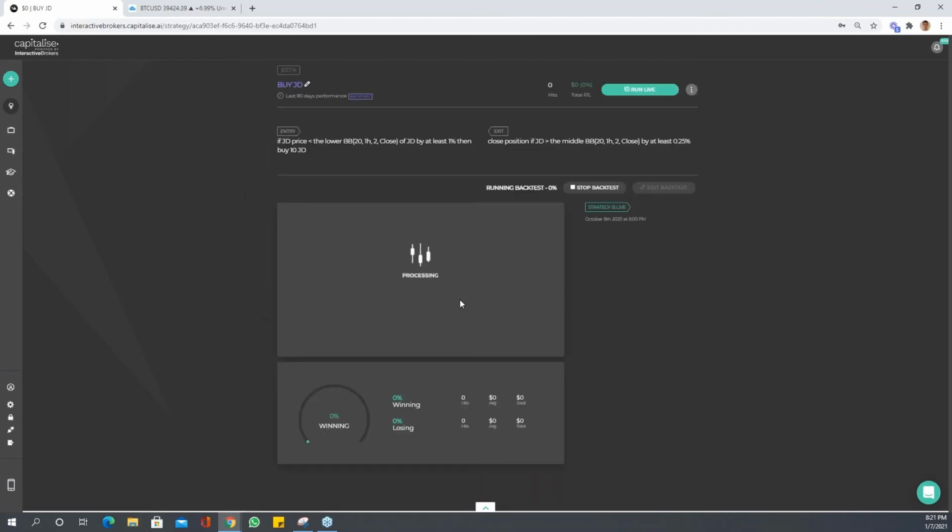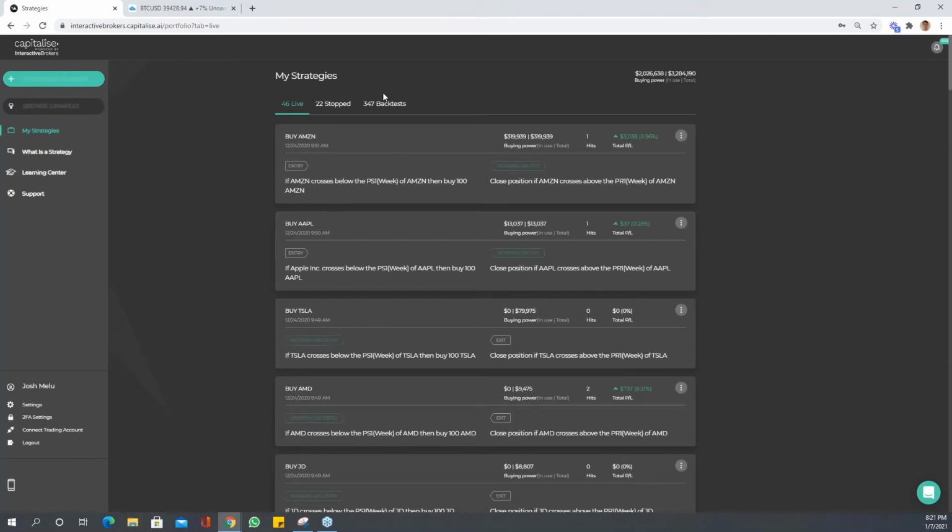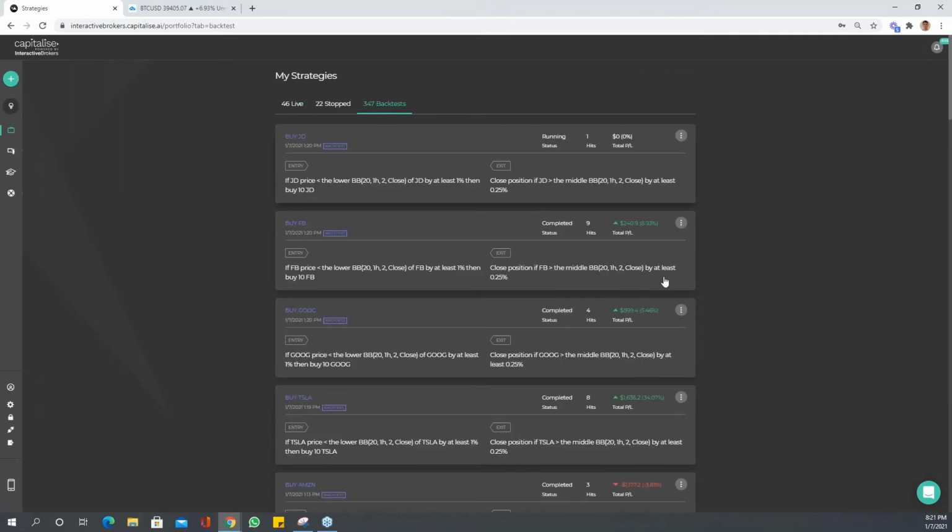You guys will get faster at this as you go, but we've just tested one strategy over four stocks. The way I like to look at it is I go back to my strategies. This is where you can find everything. We'll just go to my backtesting strategies and have a look at what we've got here. Okay, Tesla, wow, amazing. So with a simple strategy like this, Tesla gets 8 hits at 34%.